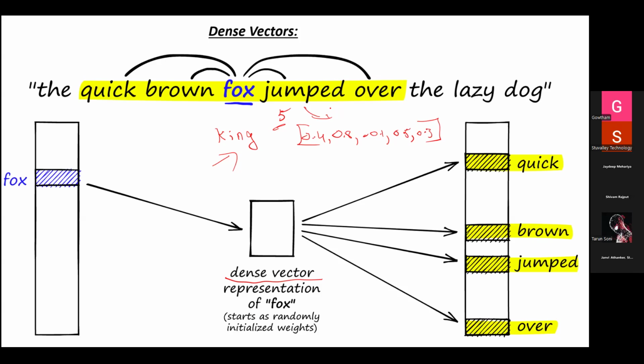Here each number captures some meaning. If it is 0.9, each value captures some meaning of the word king based on its relationship with other words. That's why we are representing it this way.